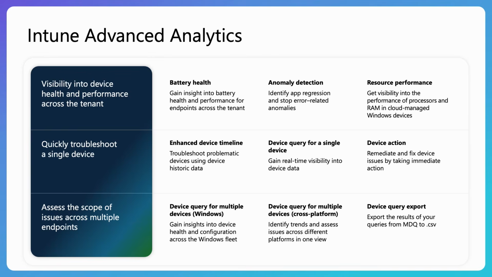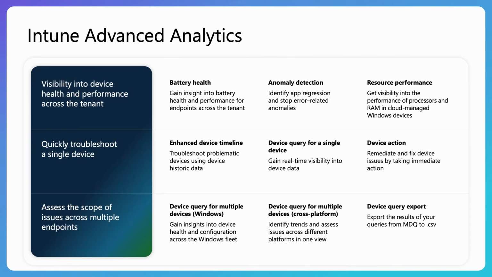Second, the anomalies feature monitors device health for regression in user experience and productivity, especially after a configuration change. This helps IT teams quickly identify and address issues before they impact users on a larger scale. Third, the enhanced device timeline provides more events and lower data latency, making it easier to troubleshoot device issues with up-to-date information.